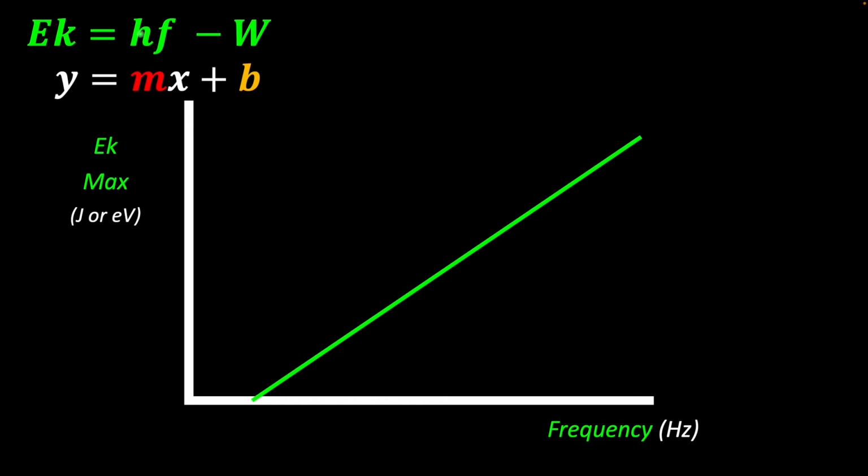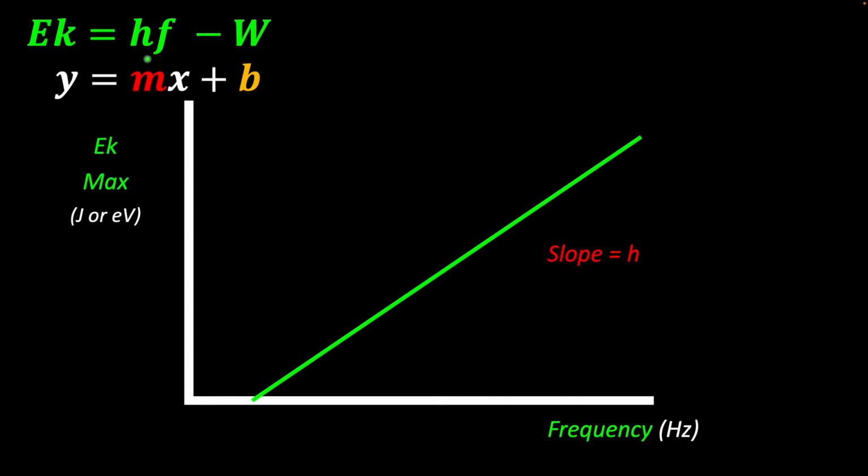First off, we can see here that Planck's constant lines up with m. So our slope should represent Planck's constant, and Planck's constant is a constant, so it should be a constant slope. So the slope of this graph should represent h, Planck's constant.